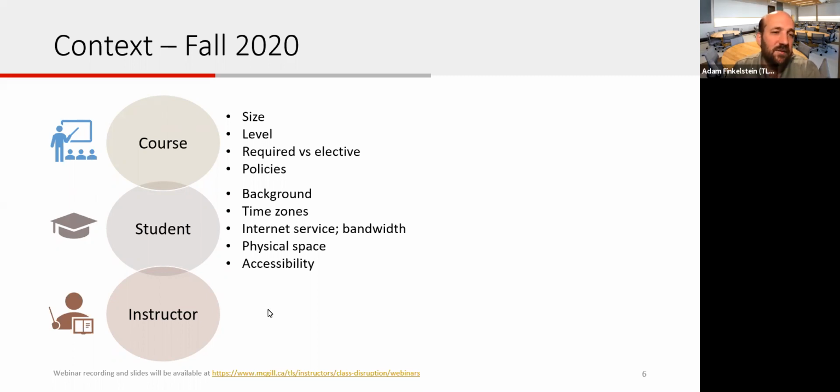So again, these things around student context are critical to make sure that we're able to think about all the possible issues with our students. And one of the things that we suggest as a great strategy is actually surveying the students at the beginning of your class to find out things about their background, which time zone they're in, their bandwidth and internet service. All those sorts of things are now even more critical in the remote context.